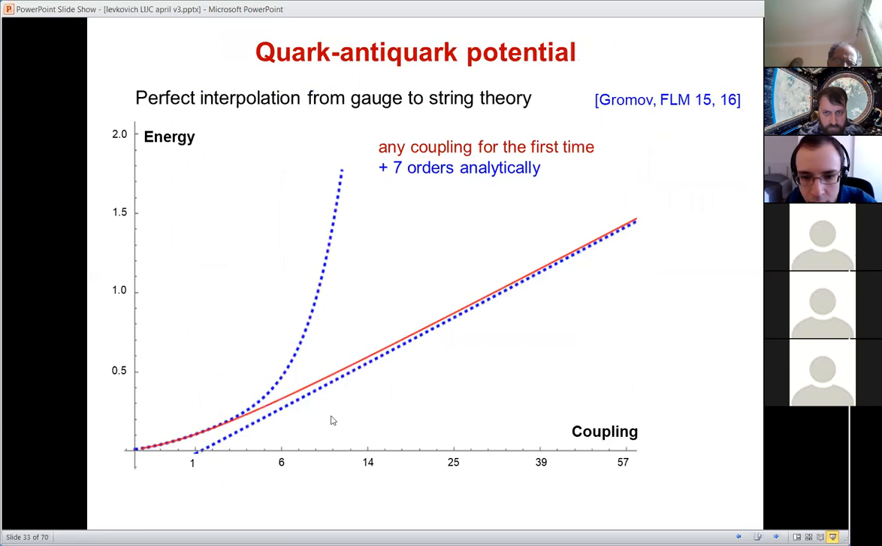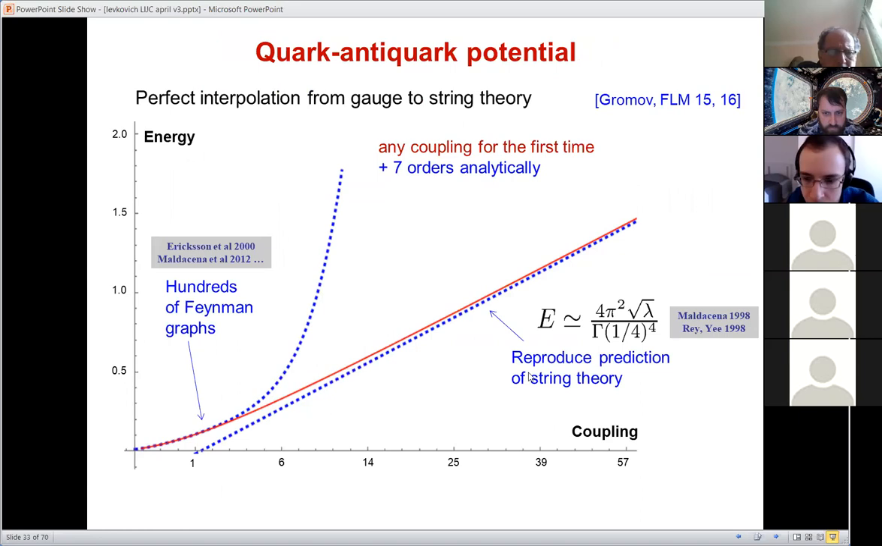Okay, maybe let me just very briefly say we have plotted this. This is a quantity for which the strong coupling prediction existed from the early days of AdS/CFT, but now we can make a plot all the way from weak to strong coupling and finally reproduce it. And of course, also reproduce analytically a weak coupling prediction for this quark anti-quark potential.